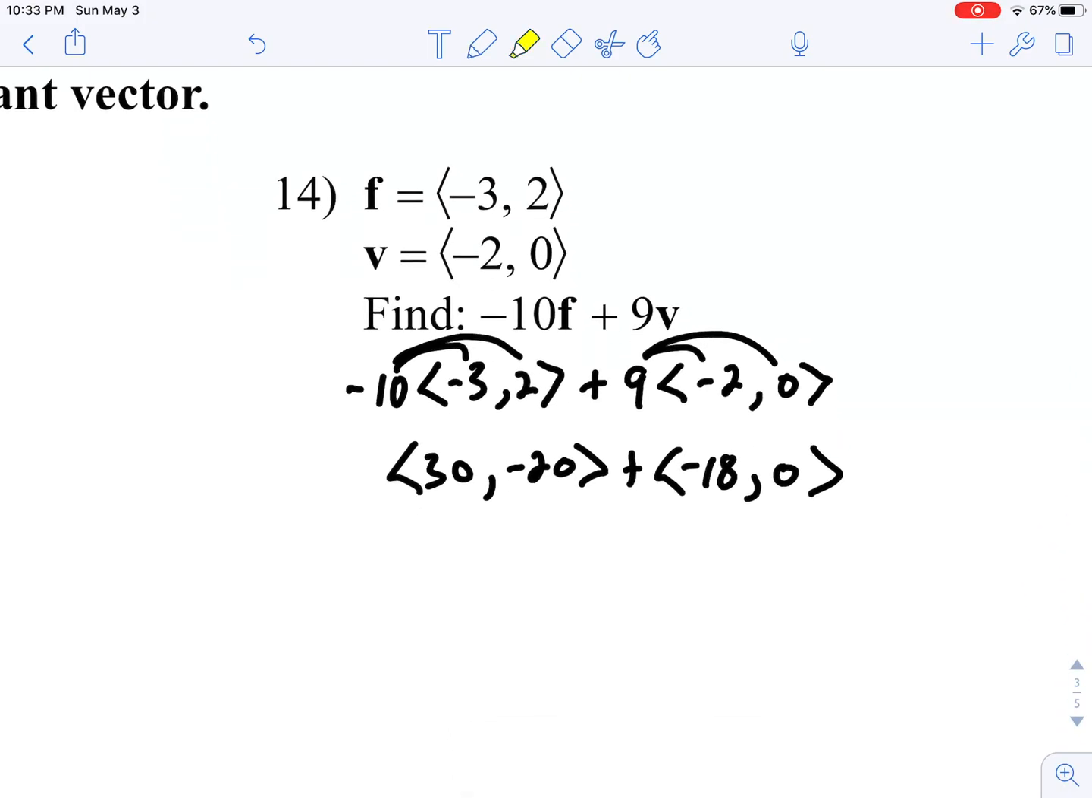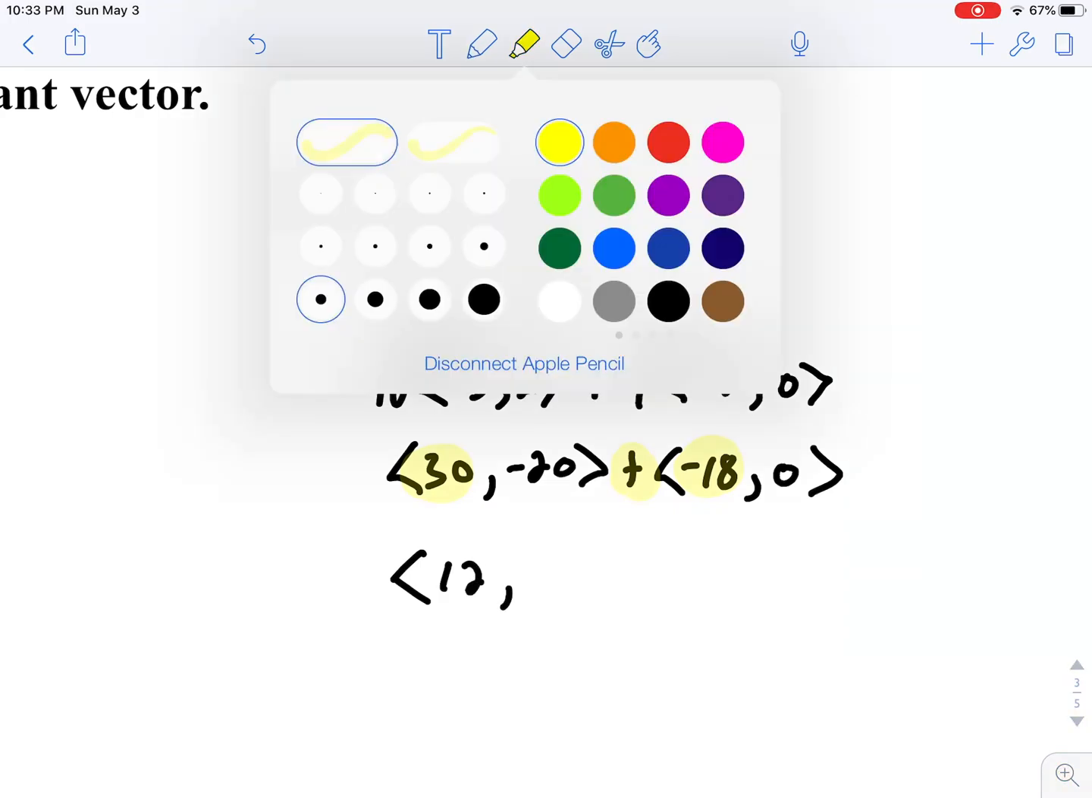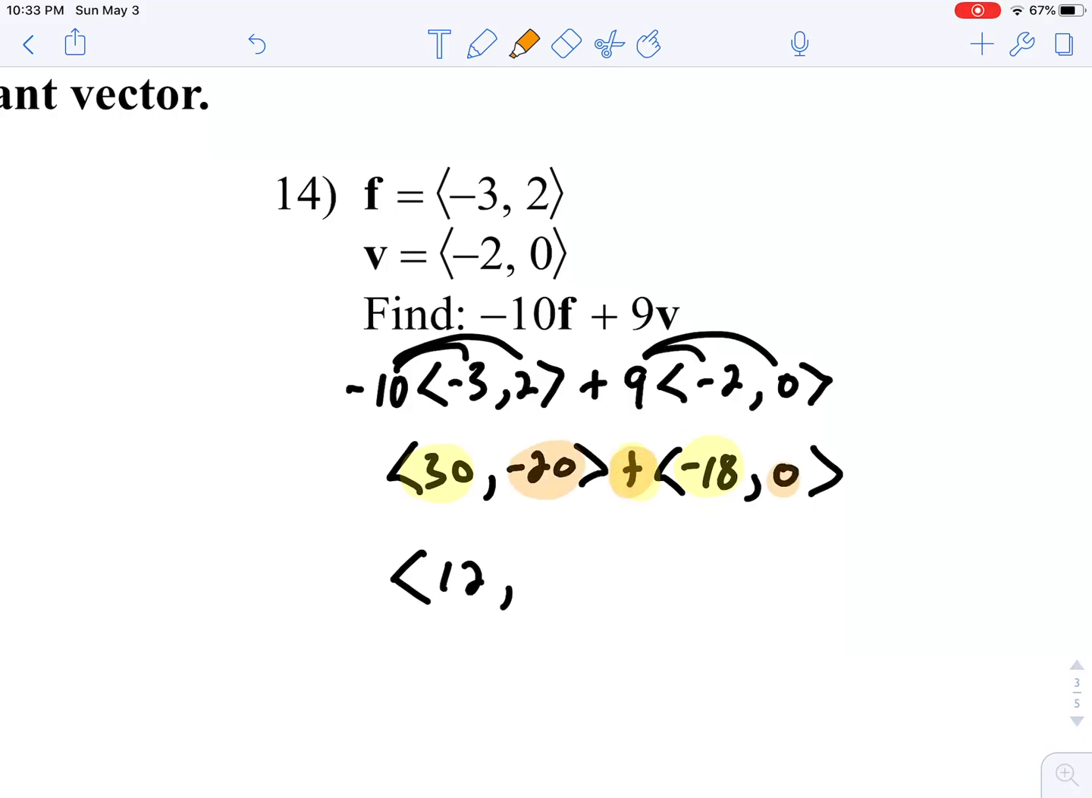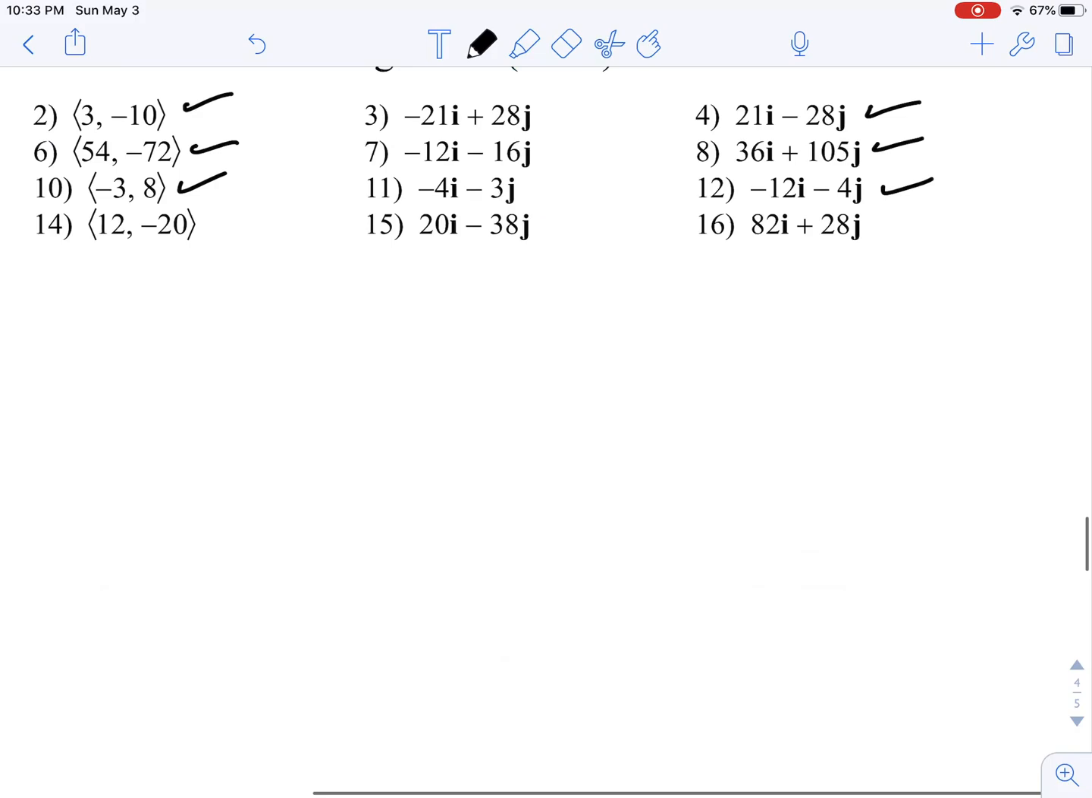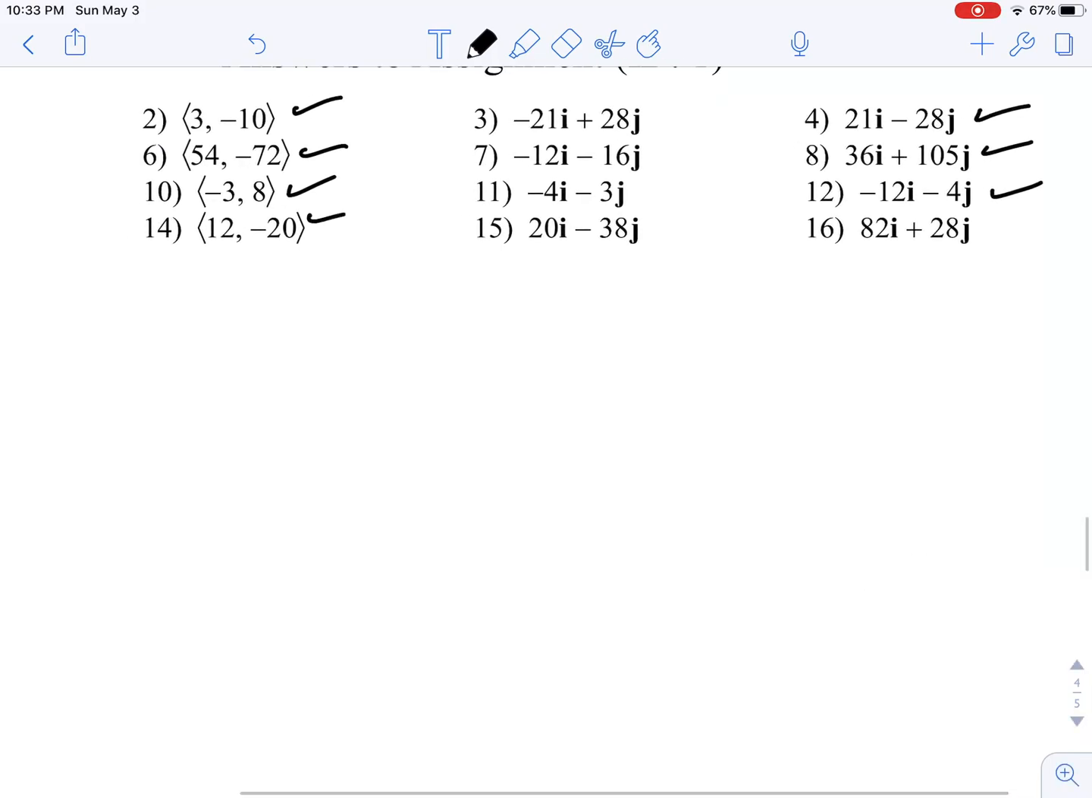And then combine like terms. 30 plus negative 18, that's going to be 12. And then negative 20, change colors here, negative 20 plus 0, negative 20. I said combine like terms. This isn't really a like term situation unless you think of this as x, y, x, y. So you put the x's together, the y's together. Hopefully that was fairly obvious. That makes sense. So that should be my answer to number 14. 14, 12, negative 20. There it is.